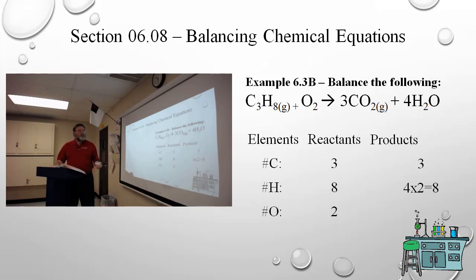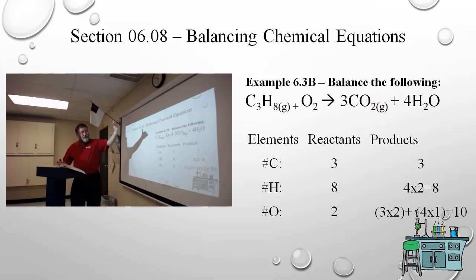Very good. 3 sets of 2 and 4 sets of 1 for a total of 10. 3 sets of 2 is 6 and 4 sets of 1 is 4, obviously, and that adds to be 10. So I have 3, 8, and 2, and I have 3, 8, and 10. Is it balanced? No, it's not balanced. And the terminology is, it's not balanced with respect to oxygen. And remember, if it's not balanced with respect to any part, it's unbalanced in its whole.